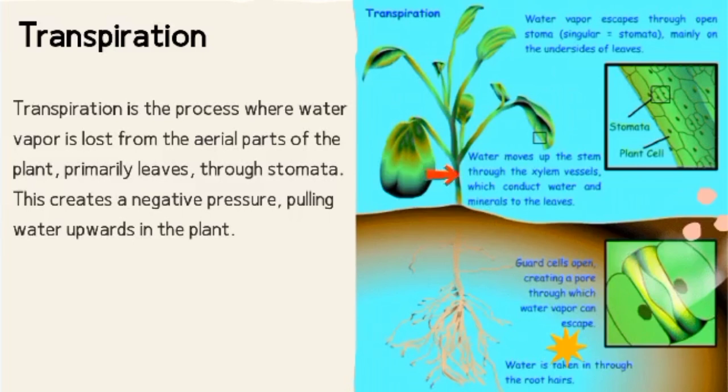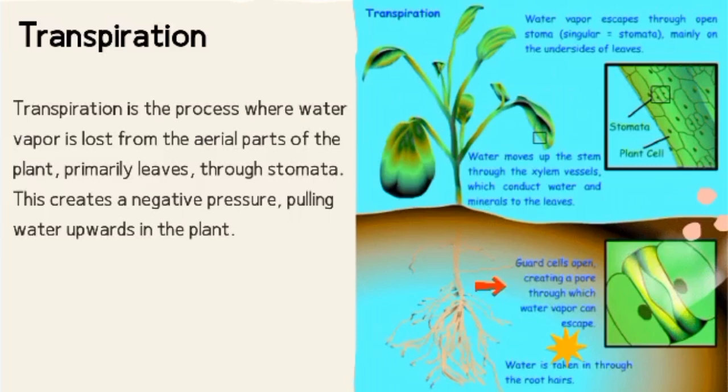Second, water moves up the stem through the xylem vessels, which conduct water and minerals to the leaves. The xylem acts like a pipeline, transporting water upward against gravity due to cohesion and adhesion. This system ensures the continuous flow of water to the leaves.